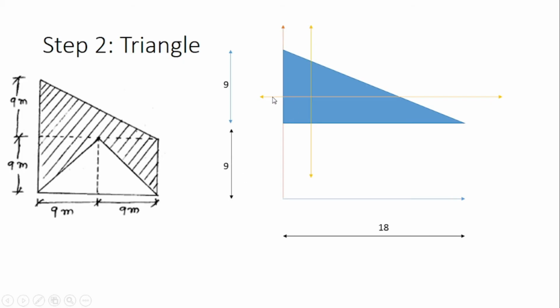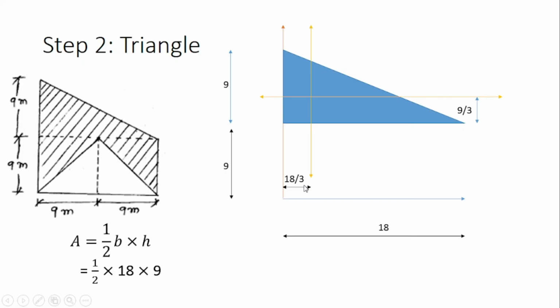Now we'll find out or locate the centroid for this triangle. It is somewhere here in front of this right angle. So this distance should be equal to base divided by 3, and this distance is equal to height divided by 3. So it is 9 by 3 and this is 18 by 3.